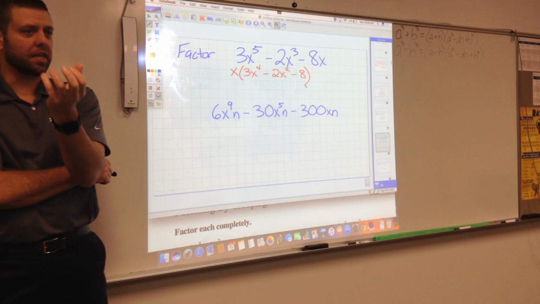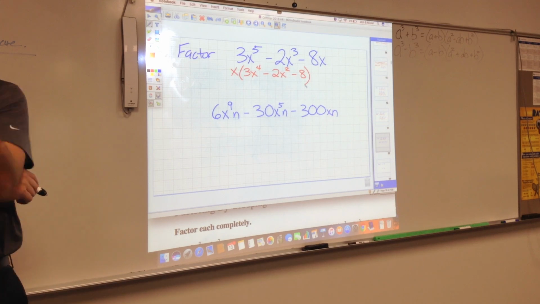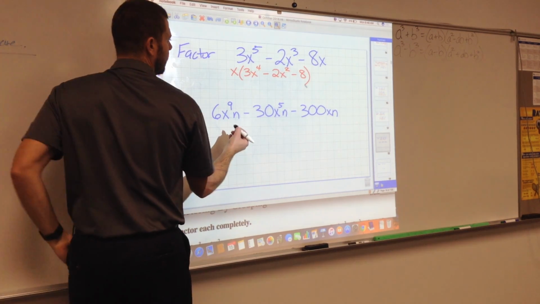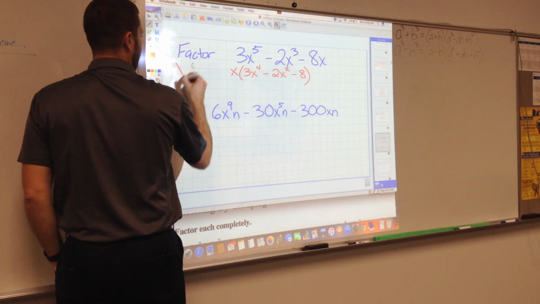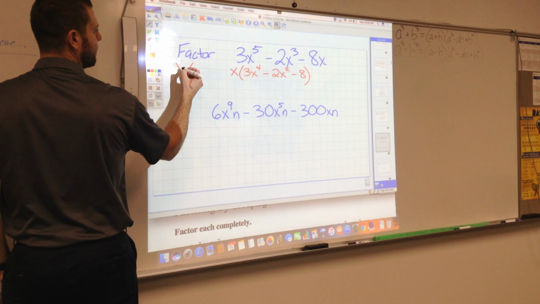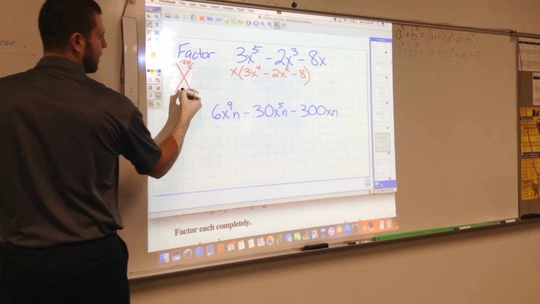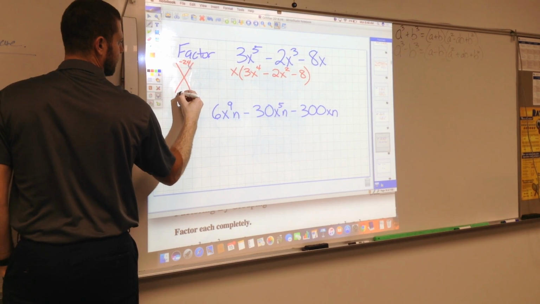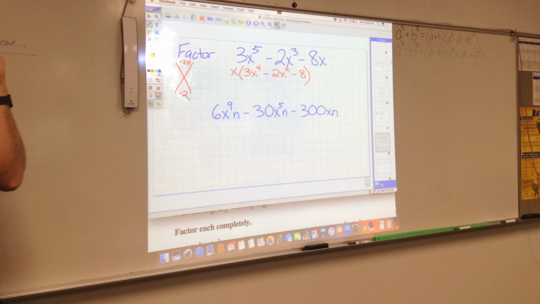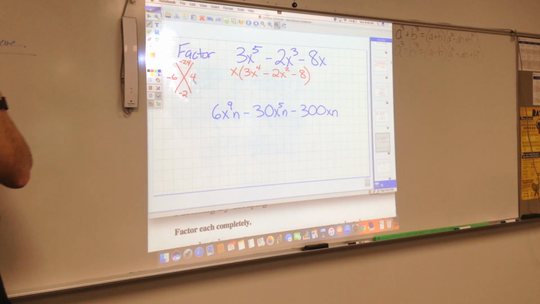So this is where some of you would guess and check. Some of you would go to your box method. I'm going to show you maybe even factoring by grouping. Those of you that would have gone to the box method, you would have taken 3 times -8, which is -24, and you would have put that number here. And then you would have put the b value right here as -2. What two numbers multiply to -24 and add to -2? -6 and +4.